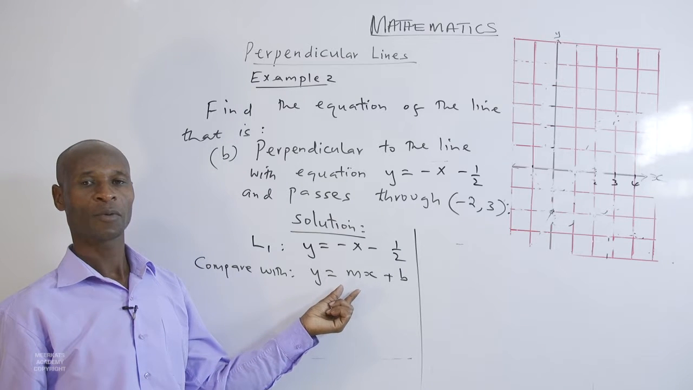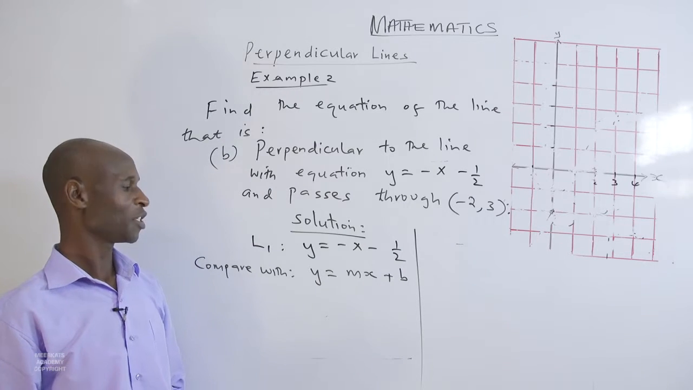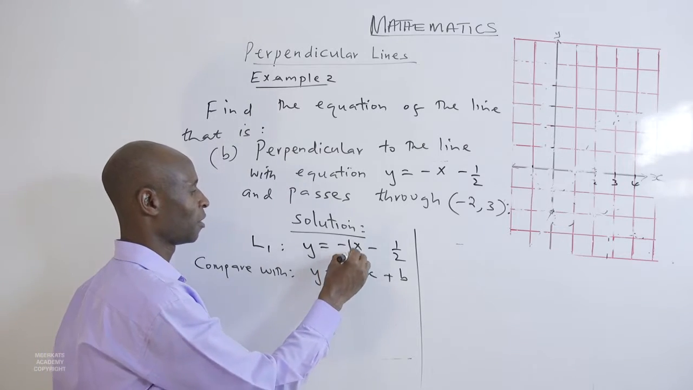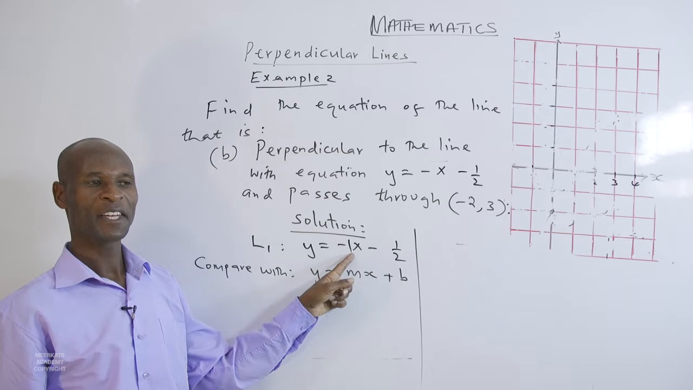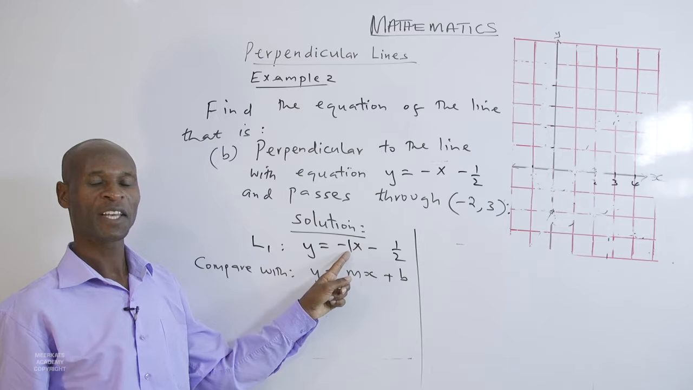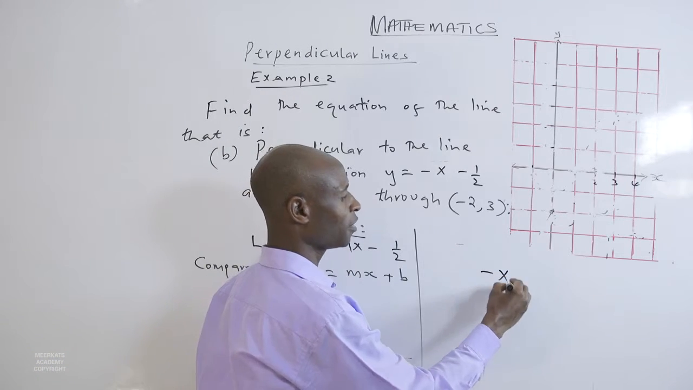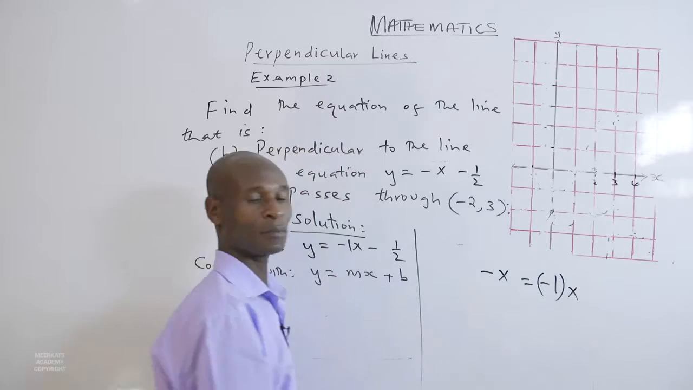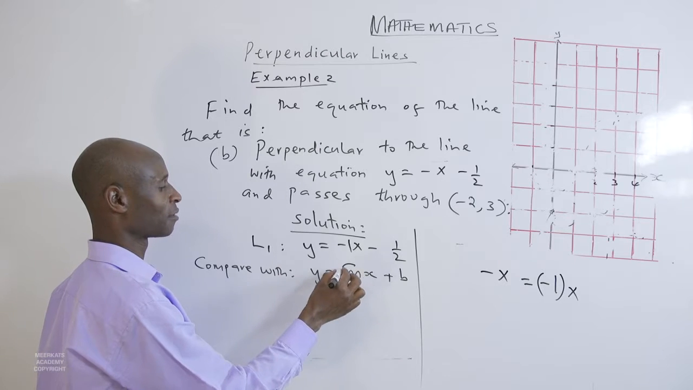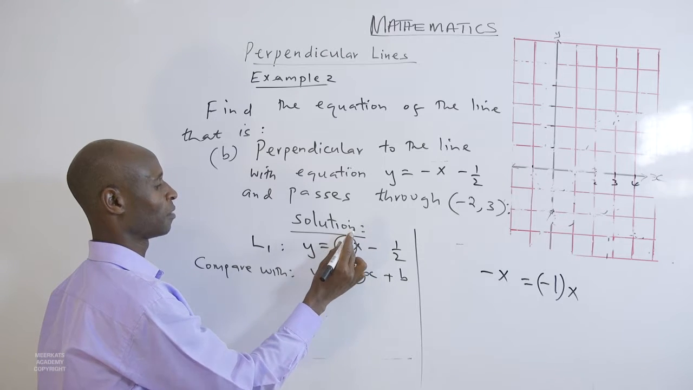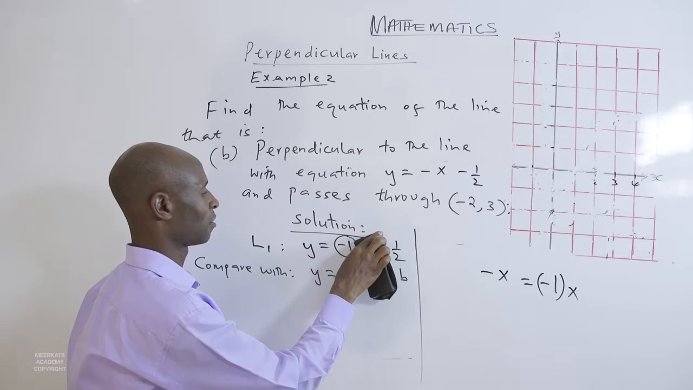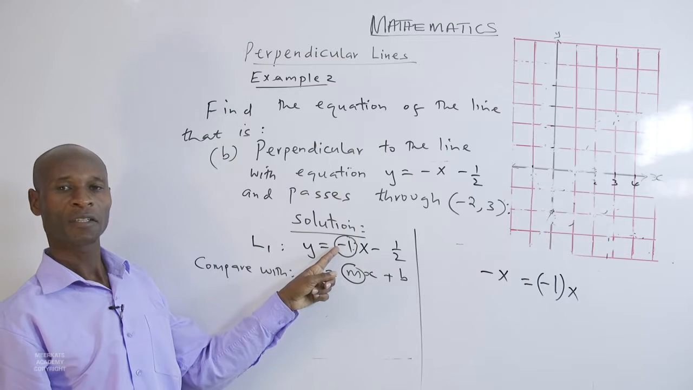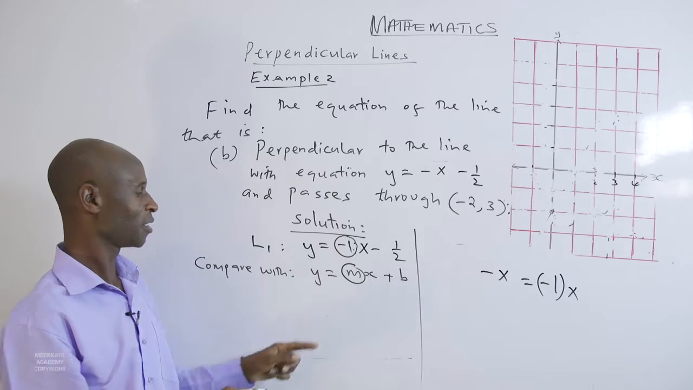So when you compare with the general equation y is equal to mx plus b, it means that the gradient of that line 1 is, we need to know that 1 is implied here. So -x, it means there is a 1, because -x can be written as -1x. That means the gradient for that particular line 1 is -1.